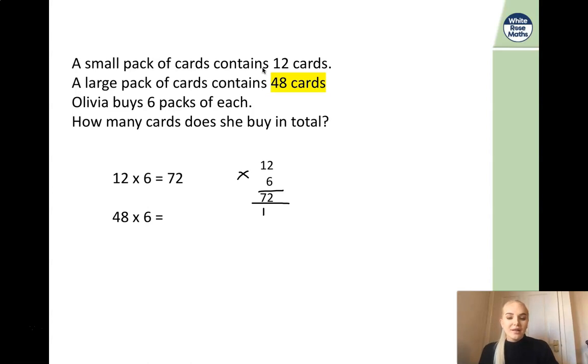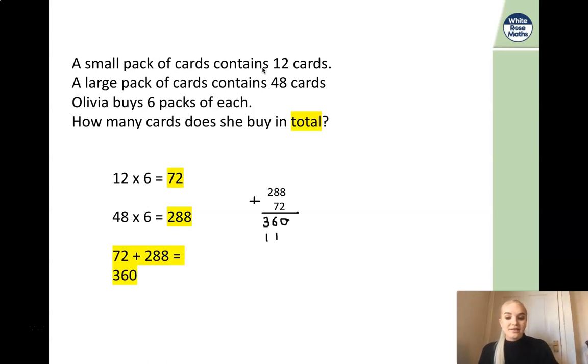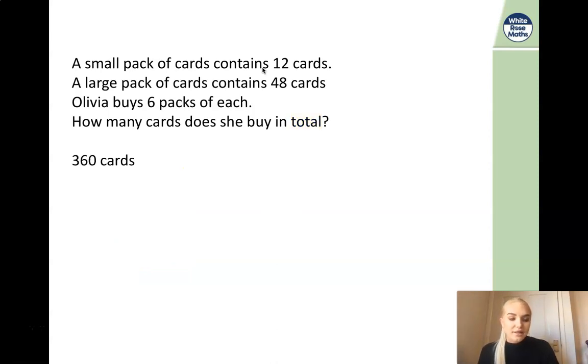Okay, you may have worked out that 12 multiplied by 6 is 72 and 48 multiplied by 6 is 288. Now, because we are working out the total of these two numbers, what should we do to both of them? That's right, we need to add them together. Can you pause the video and add these two numbers together, please? Off you go. Okay, so you will have worked out that 72 add 288 gives us the answer of 360. So, altogether, Olivia buys 360 cards.